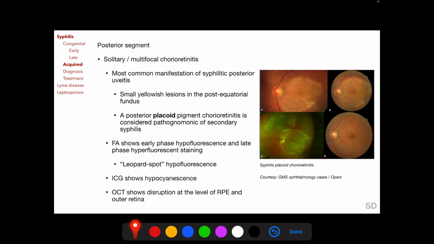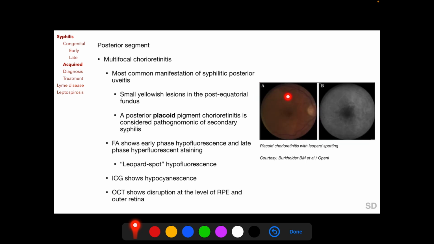In fluorescein angiography, we get early phase hypofluorescence and late phase hyperfluorescent staining, often called a leopard spot hypofluorescence, and ICG shows hypocyanescence. OCT shows disruption at the level of the RPE and outer retina. So this is another picture showing placoid chorioretinitis involving the fovea and the area of the retina temporal to the fovea, and this is reflected in the fluorescein angiogram.